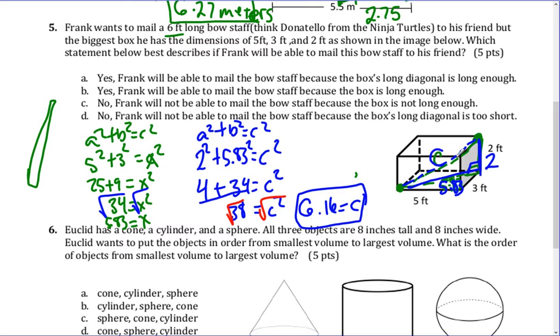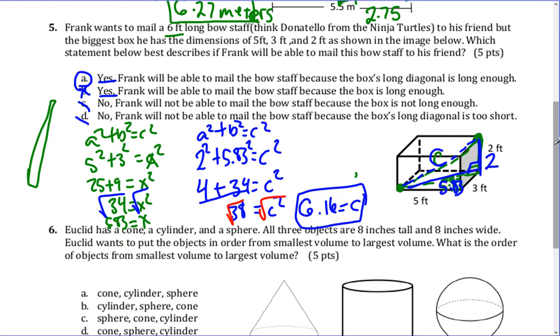So I know it's not C or D because these are both yes, it will be able to mail it. Now, which is the reason? Is it because the box is long enough, or is it because the box's diagonal is long enough? The box's diagonal is long enough. The box wasn't. The box is only 5 feet long, we need it to be 6. Answer is letter A.